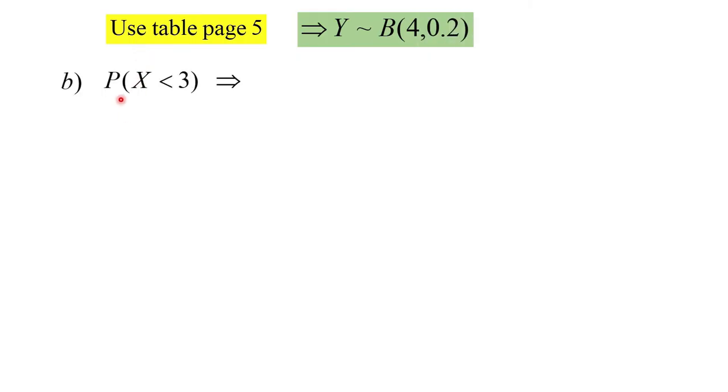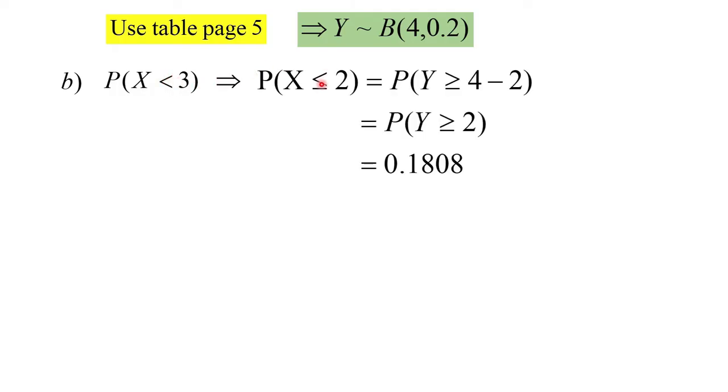Okay. B. Probability that less than 3 applications are successful. Okay. So less than 3 means probability X less than or equal to 2. So when you change to the Y distribution, it means probability Y must be more than or equal to 1. Then you can read the table directly. Use n equals 4, p 0.2, and r equals 1, and the answer is 0.1808.